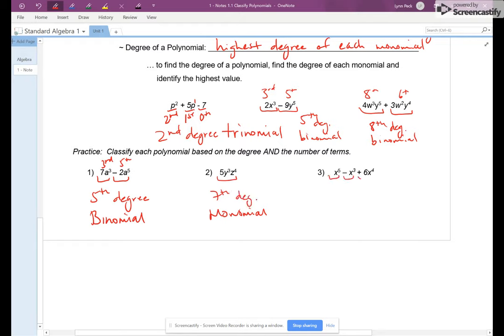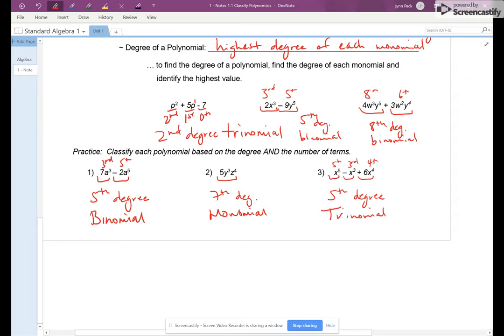Here we have 3 terms. None of them are like, so we can't simplify them. So it's going to stay a trinomial. This is a 5th degree term, 3rd degree term, and 4th degree term. The 5th degree term is the highest. So this is a 5th degree trinomial.